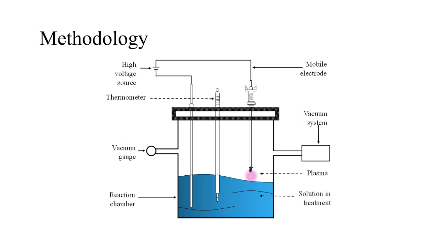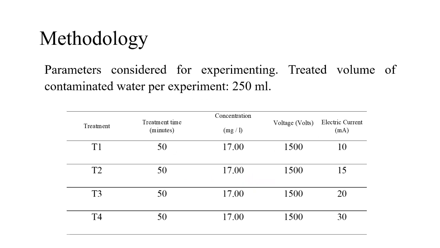Once the plasma exposure process has started at the corresponding pressure, the measurement or determination of the parameters of interest is carried out every 5 minutes. The plasma exposure treatment is stopped and the variables are measured: temperature, absorbance, pH, COD, and toxicity. Parameters considered for experimenting: treatment time, 15 minutes. Concentration, 17 milligrams per liter. Voltage, 1500 volts. Electric current, in milliamperes: 10, 15, 20, and 30.